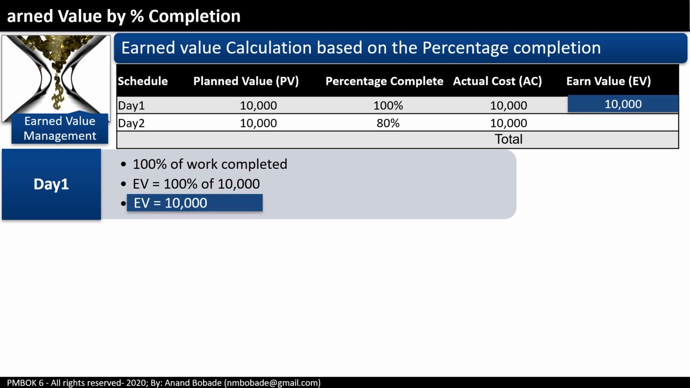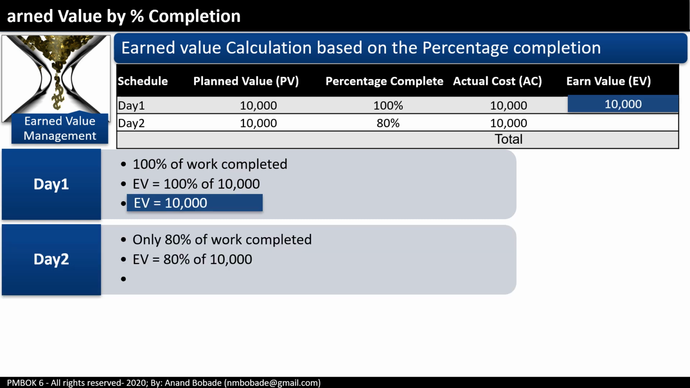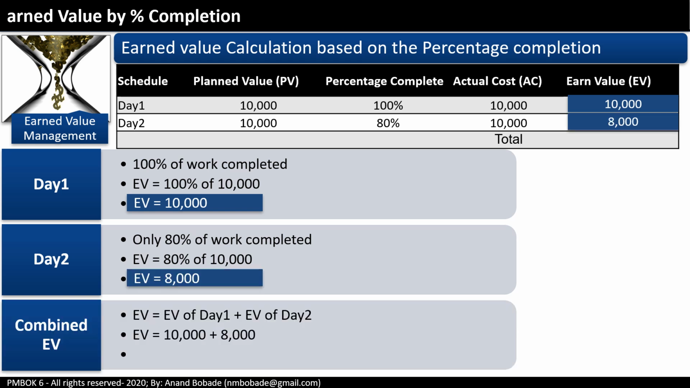On day 2, the planned value is again 10,000. But only 80% of the work is completed. The actual cost is still 10,000. So EV is 80% of 10,000 equals 8,000. When we combine both days, EV is 10,000 plus 8,000 equals 18,000.